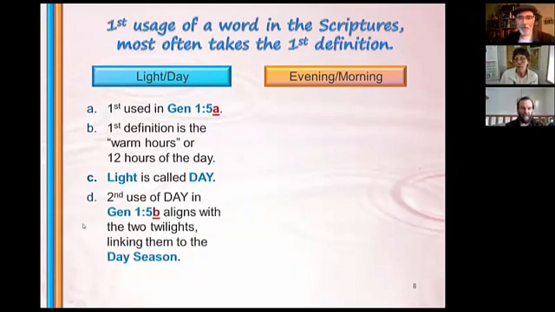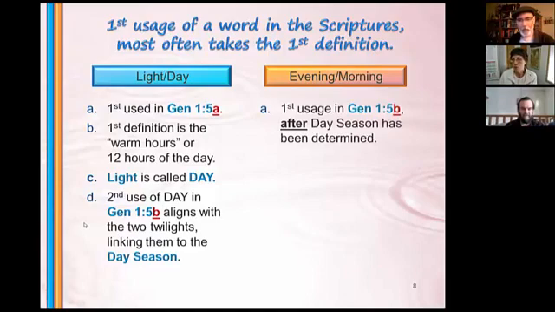The second use of day, you find that in the second part of Genesis 1:5, and that is now going to align with the two twilights, linking them to the day season. We said that the twilights have light from the sun, even though the sun is not above the horizon, and that light is connected to the day season. When we're looking at the terms evening and morning, the very first usage of evening and morning is in the last part of Genesis 1:5. It is given after the day season has already been determined and defined. These are definitions in verse 5.